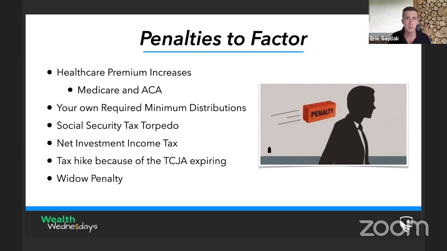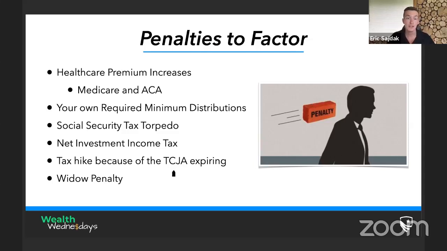Social Security tax torpedo, the double taxation. If you take more from your retirement accounts, it causes Social Security to be taxed, essentially you're double taxed. We want to be factoring that in as well, trying to avoid the Social Security tax torpedo. Net investment income tax is often referred to as an Obamacare surtax. It's the extra 3.8% capital gains tax that you might owe if you're married, filing jointly, with an AGI over $250,000, or if you're single, over $200,000. We need to be factoring in the Tax Cuts and Jobs Act.